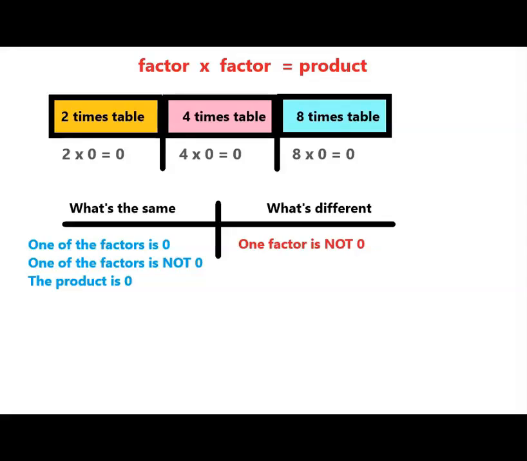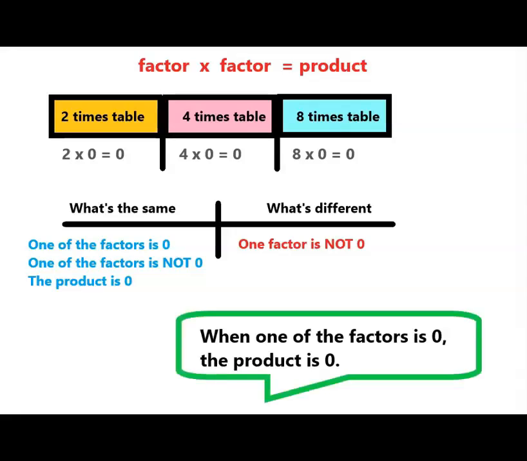This leads us to make a generalization. And we can say, when one of the factors is 0, the product is 0. And this is true for every multiplication equation. When one of the factors is 0, the product is 0.